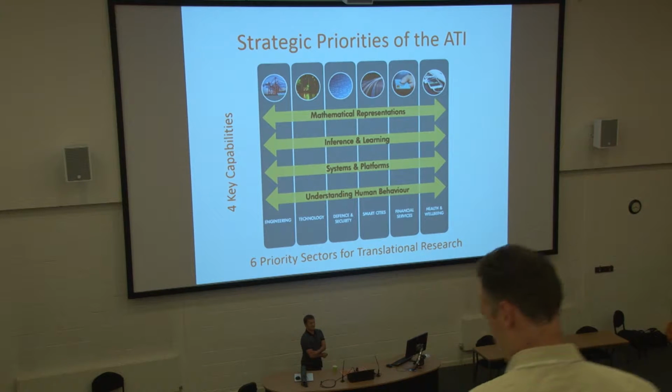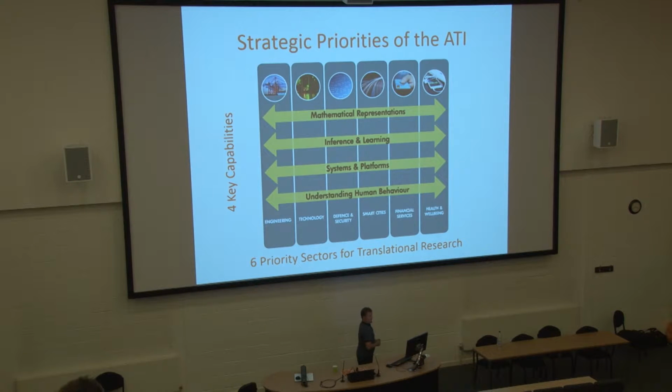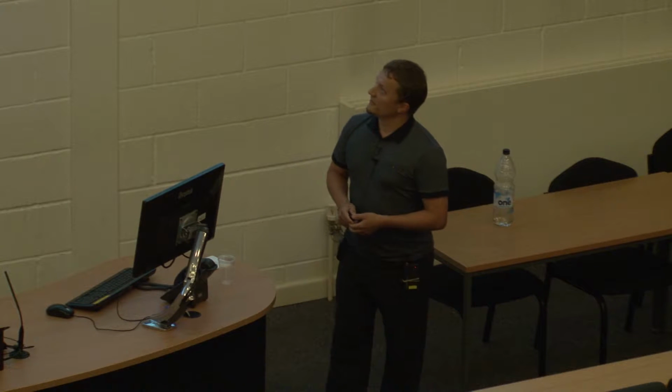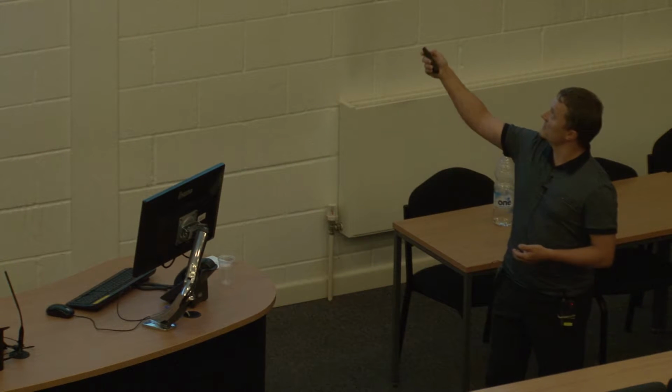There are some strategic priorities of the Alan Turing Institute. I welcome you to visit the website, download the document, and this is actually copy-paste from the document. As you can see, the Alan Turing Institute has come up with these 6 priority sectors for translational research. And I'm sure that OR can actually has something to say about all of these, all 6, right? And at the same time, there are these 4 key capabilities which the Alan Turing Institute has identified in the founding partners. And these are mathematical representations, which is at the heart of OR, and understanding human behavior as well, decision making and so on, which is at the heart of OR.